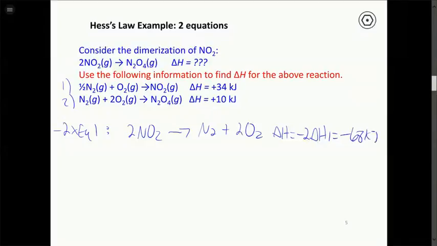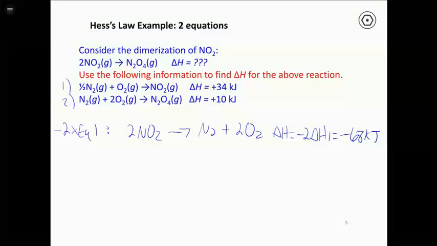Alright, so we talked about the properties of delta H's. If we double the coefficients, we double the delta H. If we flip the order, we change the sign. So when we do both, it's equivalent to multiplying it by minus 2. So that gives us the delta H for this one. And then for the second equation, our overall reaction has N2O4 as a product. Our second equation has one N2O4 as a product already, so we shouldn't need to change anything about this equation. N2O4 is on the product side, and the coefficient is 1, just like we want it to be in the equation we're trying to find the unknown delta H for.